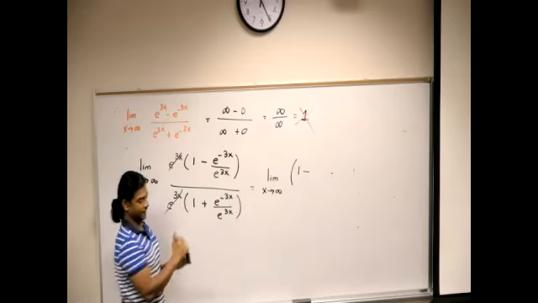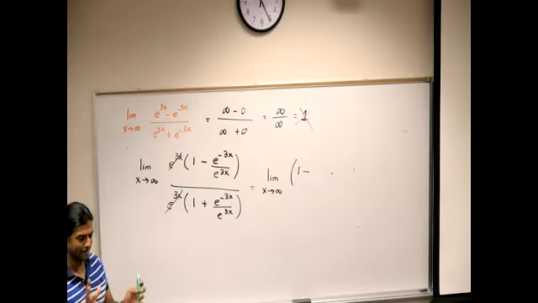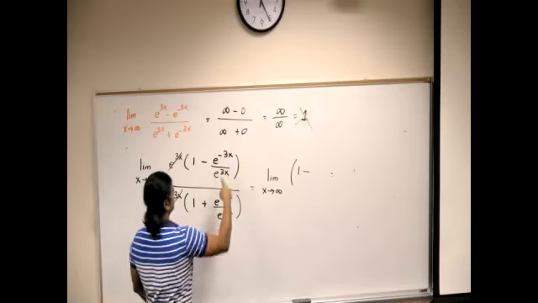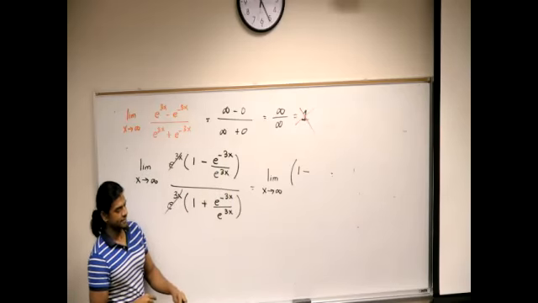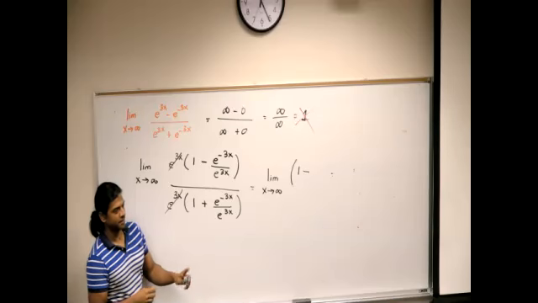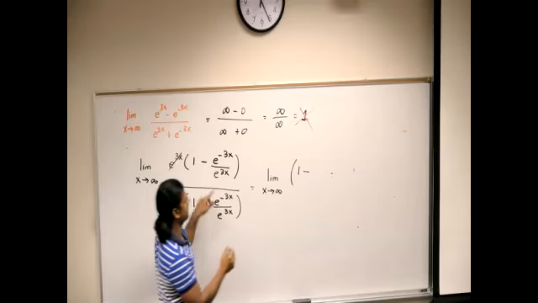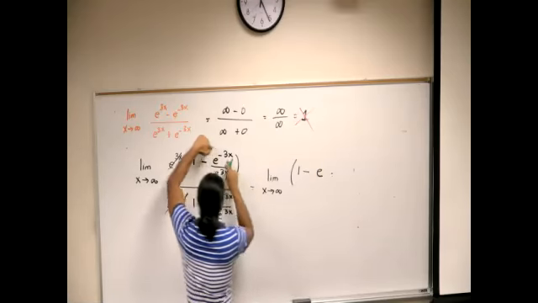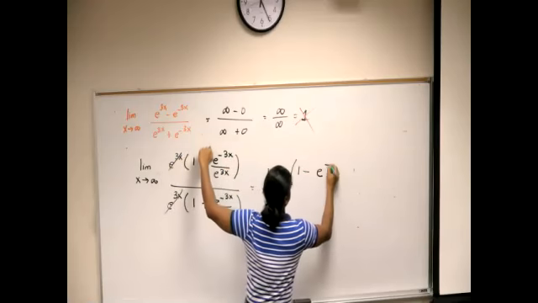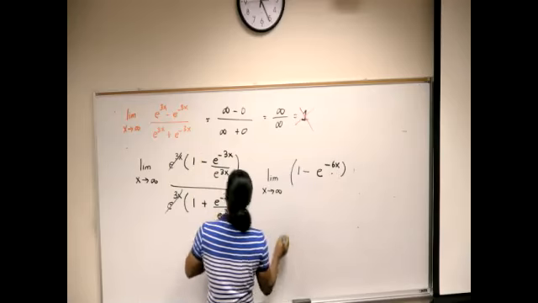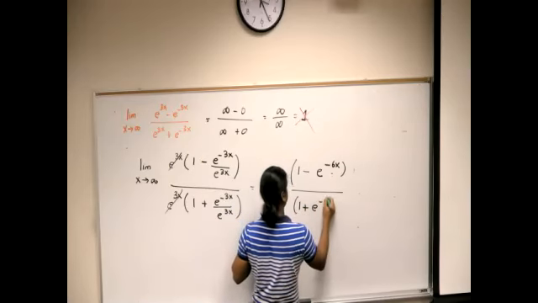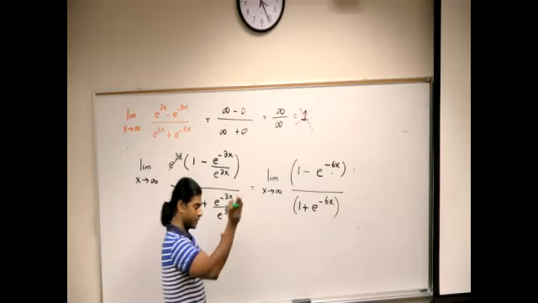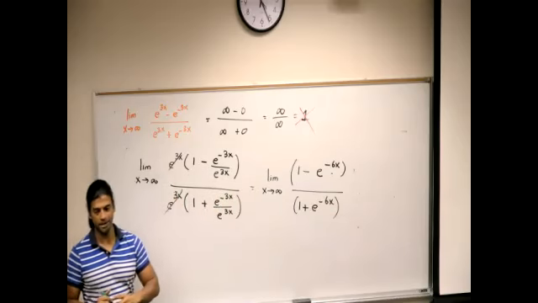I can combine this and write it as a single term. Properties of exponents. What will that reduce to? Bases are identical. What do you do to the powers? You subtract them. So e raised to minus 3x minus 3x gets minus 6x, divided by 1 plus e raised to minus 3x over positive 3x. So minus minus, you get e raised to minus 6x.